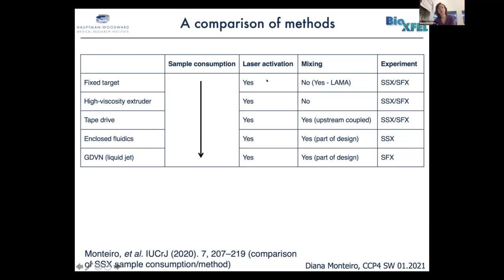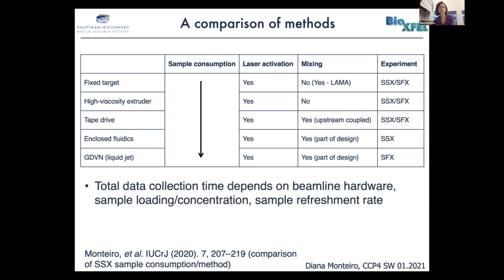So usually for fixed targets, that's a no, although of course, as you will see in a later talk today by Pedram, there's new ways of doing mixing in fixed targets, which is very exciting. High viscosity extruders, it's not really possible because of the consistency of your medium. And then we can always couple microfluidics upstream and part of designs of GDVNs and enclosed fluidics to do mixing.